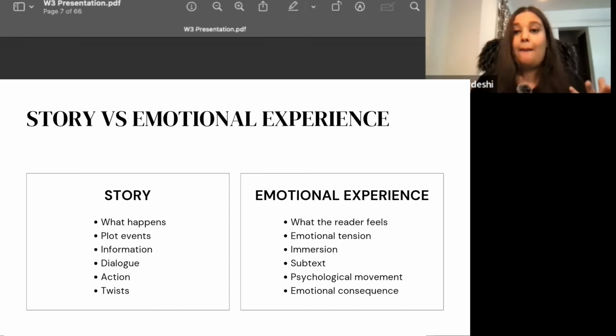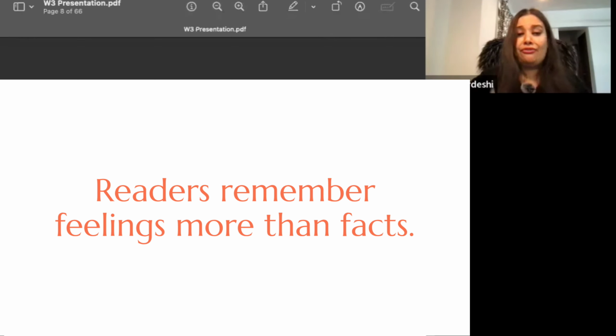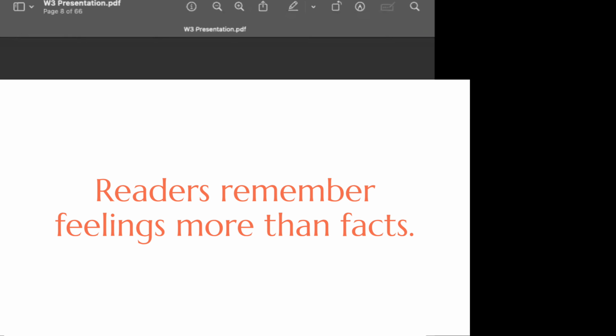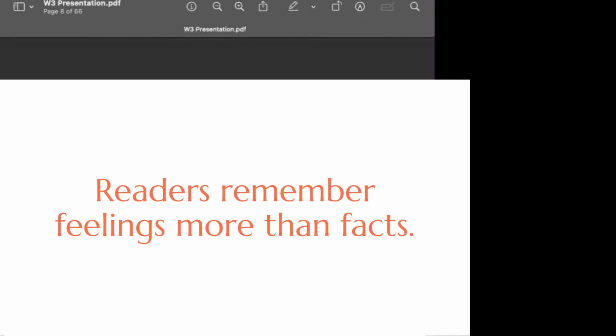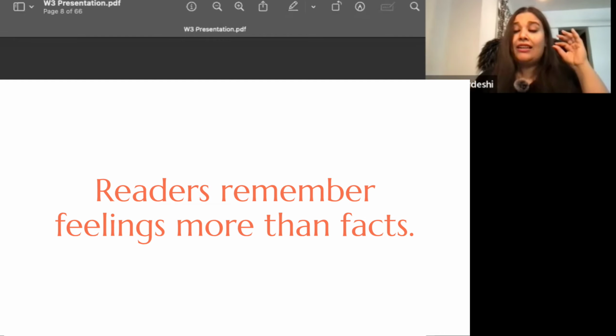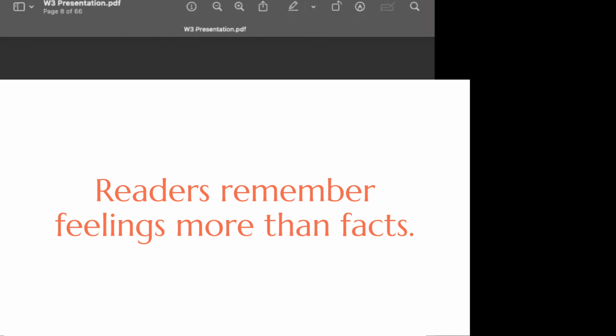You can have twists, but it will be the emotional consequence of those twists that is going to create the emotional experience for you. I want you all to remember. In fact, you need to write it down on a piece of paper and put it wherever it is that you write or work on your manuscript. Readers remember feeling more than facts or structure or your plot, or anything else. And if you somehow nail this, you somehow manage to evoke emotions in your readers, you've won.